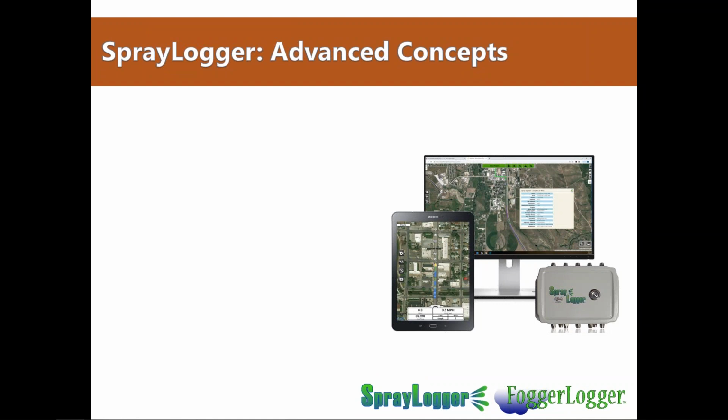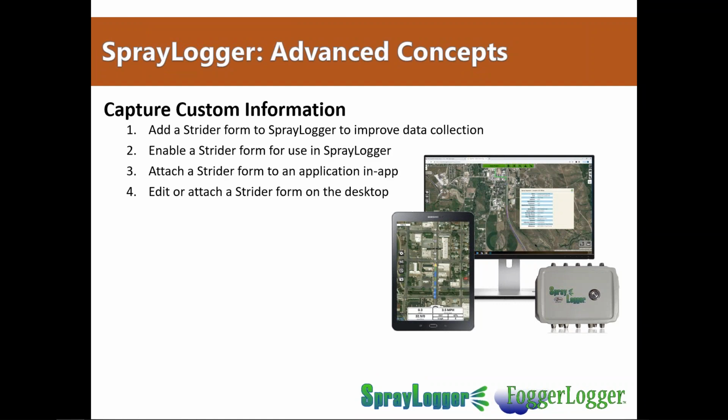So, some of the concepts that we're going to be covering today. In the first section, we're going to review how to capture custom information. We're going to do this via a Strider form, our forms and reporting tool that is generally used with MapItFast, but we now have the ability to attach that to a SprayLogger report. This gives you the ability to collect information beyond what is normally done. For instance, this can be used with advanced capture requirements for EDDMapS or for NISMs for the BLM.